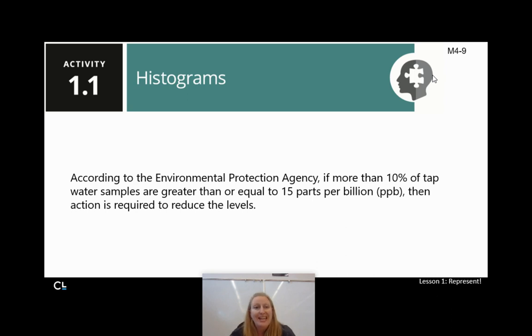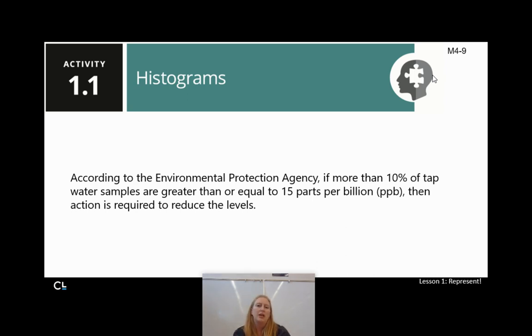So we're going to be talking about histograms in our lovely activity here. And remember, we were talking about the amount of lead in our water samples, right? And we said that if you go over 15 parts per billion, you start to have a problem. So according to the Environmental Protection Agency, the EPA, if more than 10% of tap water samples are greater than or equal to 15 parts per billion, then action is required to reduce the levels.